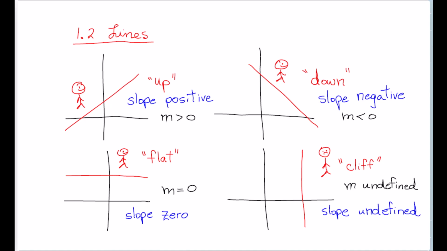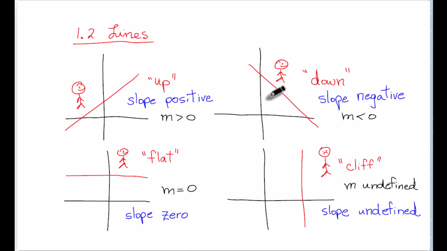Welcome to Math 1324. We are looking at section 1.2 on lines. Lines are straight, and as you can see from the picture here, the line can go upward. Now I'm looking from left to right. This line is going up, so we say it has a positive slope. We represent slope by the letter M. Think M for mountain. So in this case, M is bigger than 0.